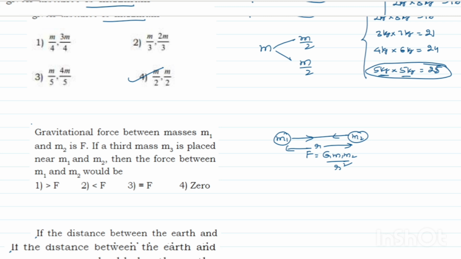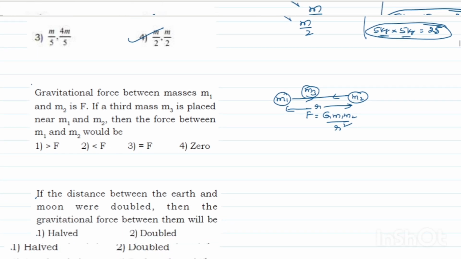Now if a third mass m3 is placed nearby m1 and m2, then what will be the force of attraction between m1 and m2? Somewhere here you are placing a mass m. So what is the gravitational force of attraction between m1 and m2, they are asking. Remember, students, gravitational force of attraction does not depend on the medium particles or medium.